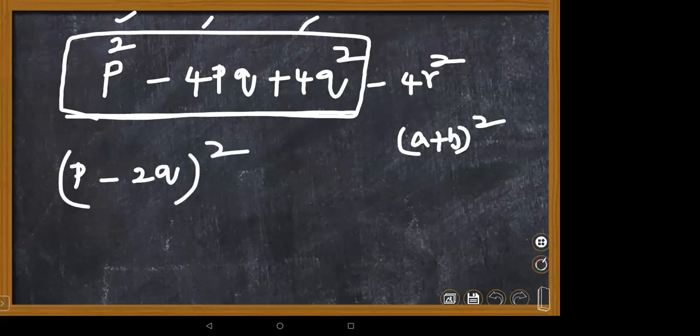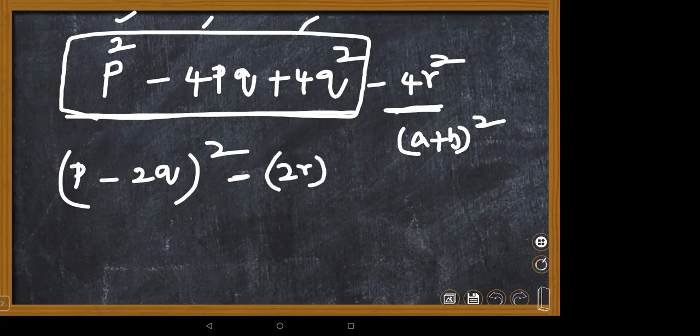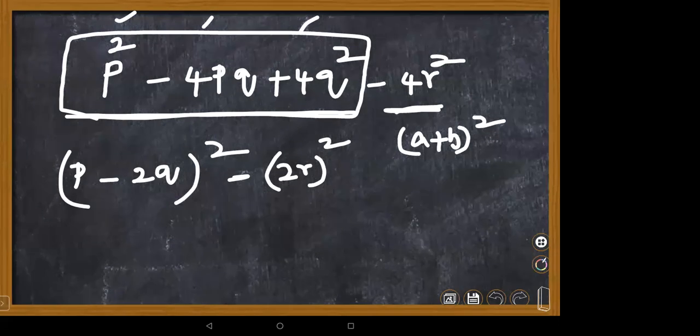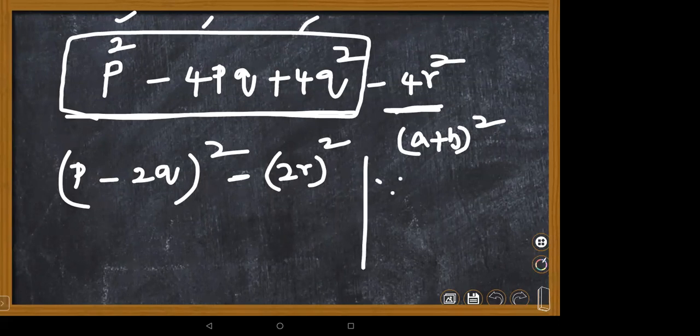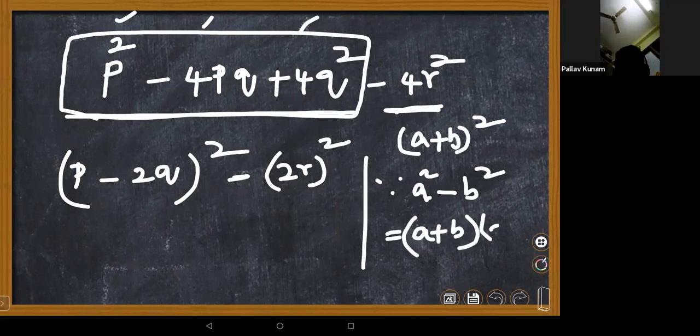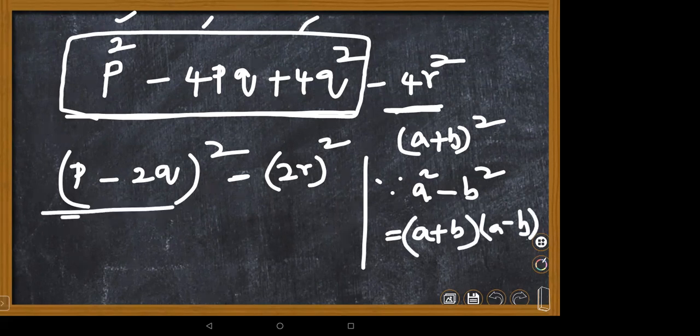Yes. Minus 4R square. Can I write 4R square as 2R whole square for my convenience to write the identity? Yes, ma'am. Now which identity can I use over here? A square minus B square equals A plus B into A minus B.